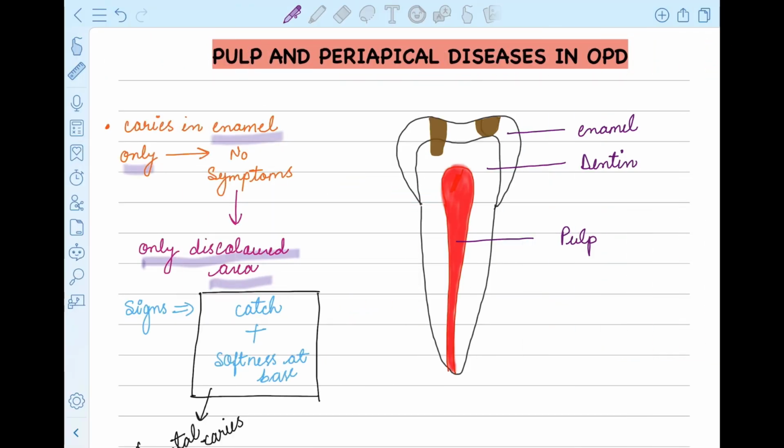Apical periodontitis, periapical abscess, reversible pulpitis, irreversible pulpitis. Yes, you heard it right. So let's break down these complex terms into simple, easy to understand explanations.